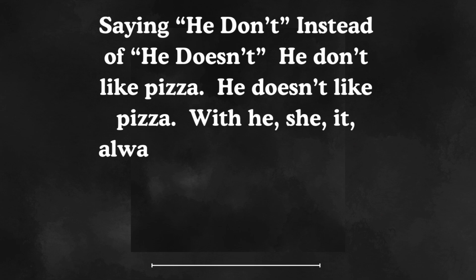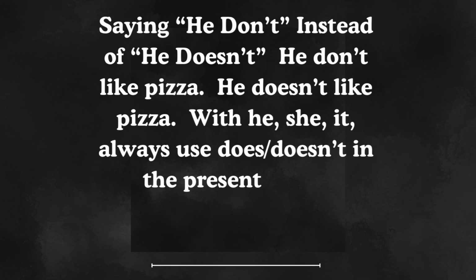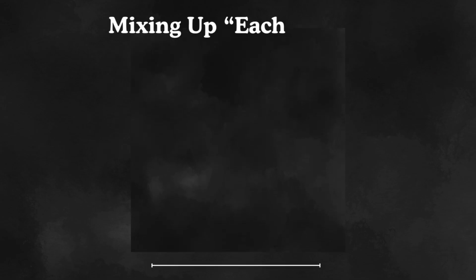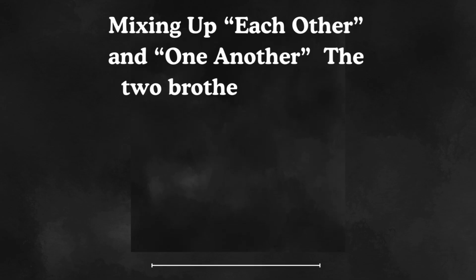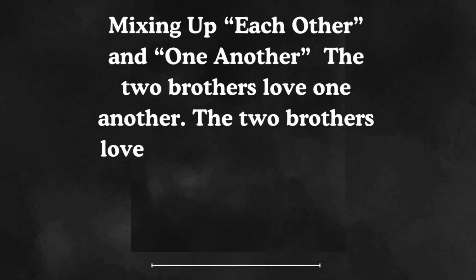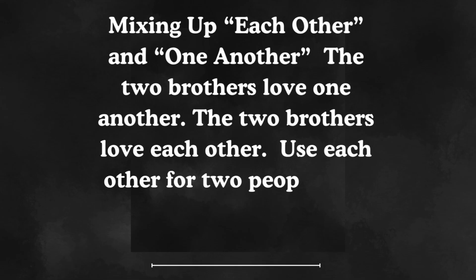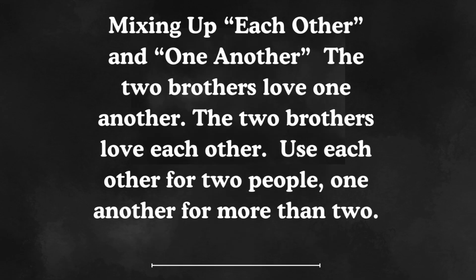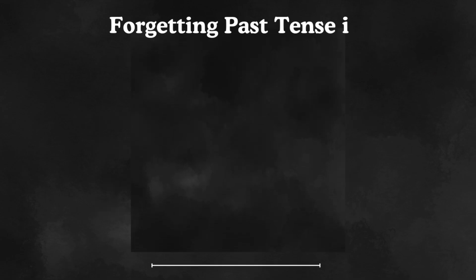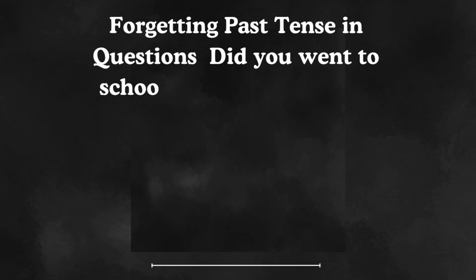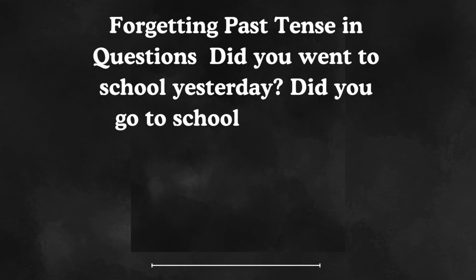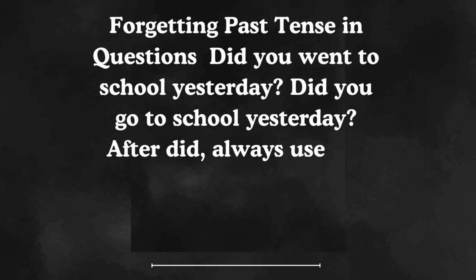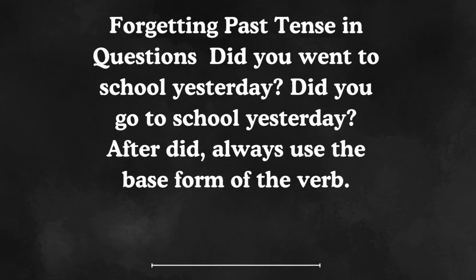With he, she, it, always use doesn't in the present tense. Mixing up each other and one another. The two brothers love one another. The two brothers love each other. Use each other for two people, one another for more than two. Forgetting past tense in questions. Did you went to school yesterday? Did you go to school yesterday? After did, always use the base form of the verb.